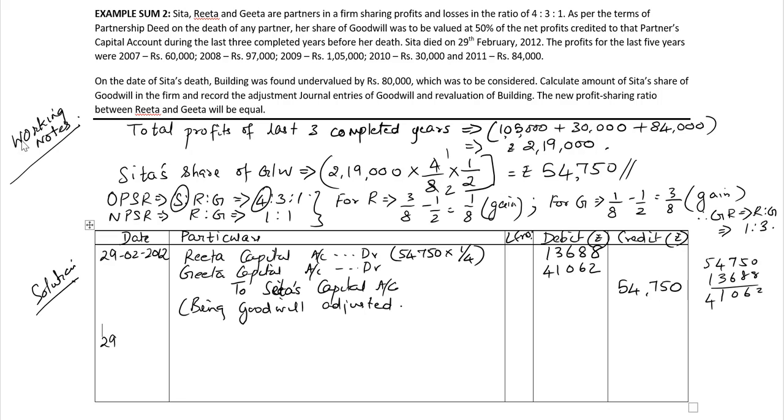Next entry on the same date, it says building was found undervalued by rupees 80,000. So we increase the value of building by debiting the building account and crediting revaluation account.